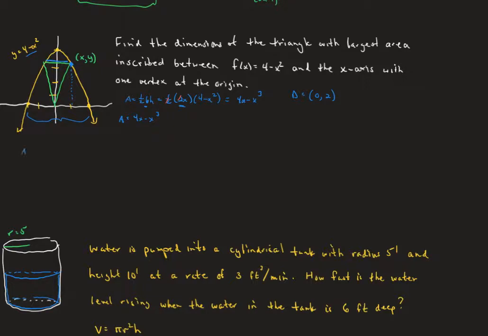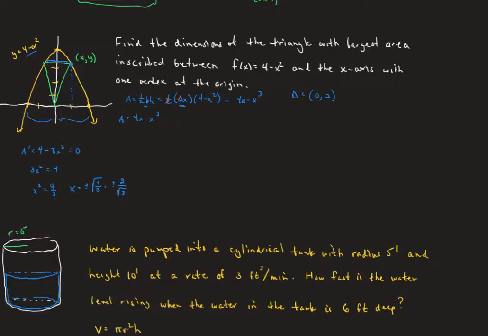So now we're going to take our derivative. That's going to be 4 minus 3x squared. We're going to set that equal to 0, so we get 3x squared equals 4. x squared equals 4/3. So x is going to be plus or minus the square root of 4/3, which is plus or minus the square root of 4, which is 2, over the square root of 3.